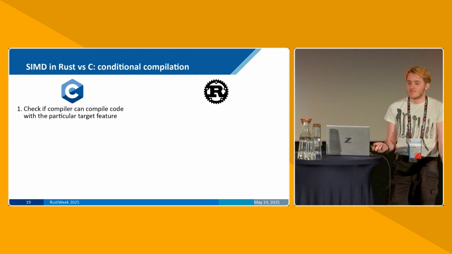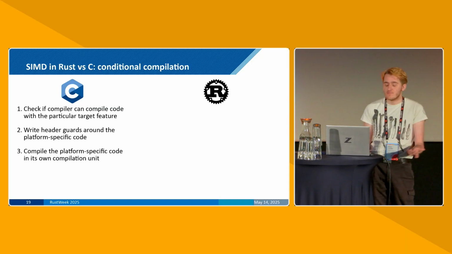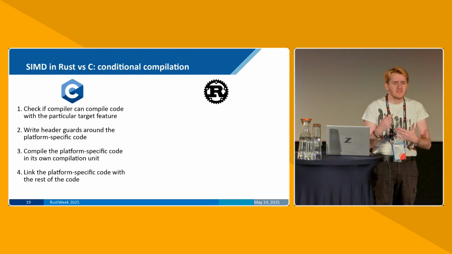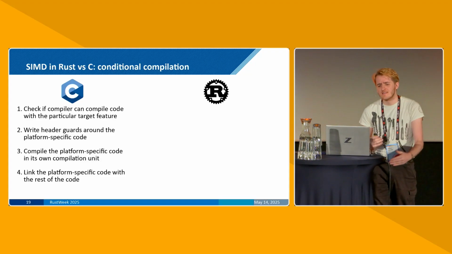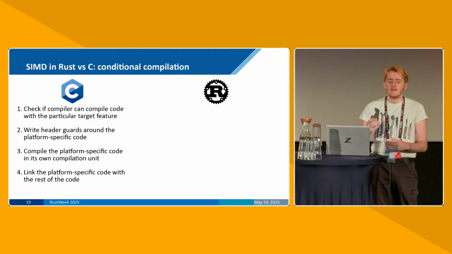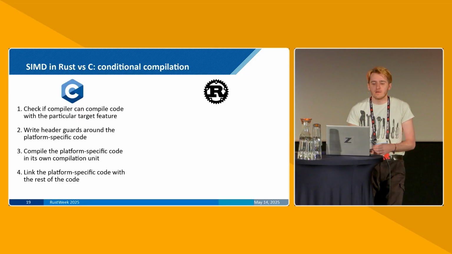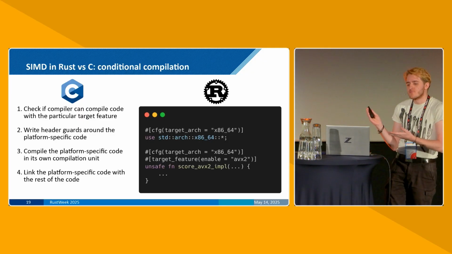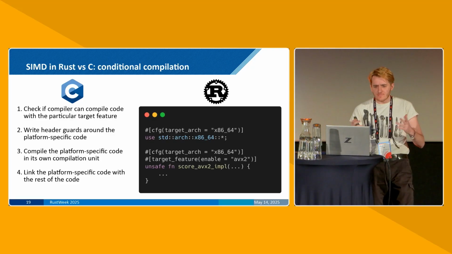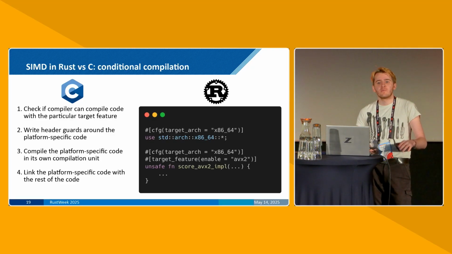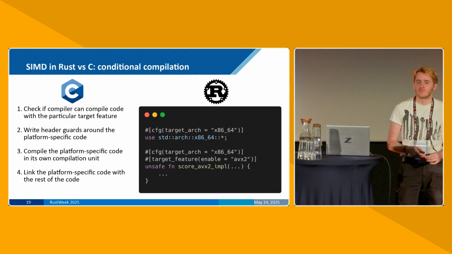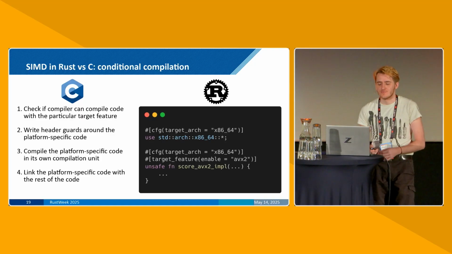Conditional compilation, well, same for C, we need to do a lot of things at build time to check, can we compile for a particular architecture, particular features? You need to write header guards everywhere. In Rust, okay, I have a couple of conditional compilation things, but I can force the compiler to always emit AVX2 code, and that's not a thing you can easily do in C.